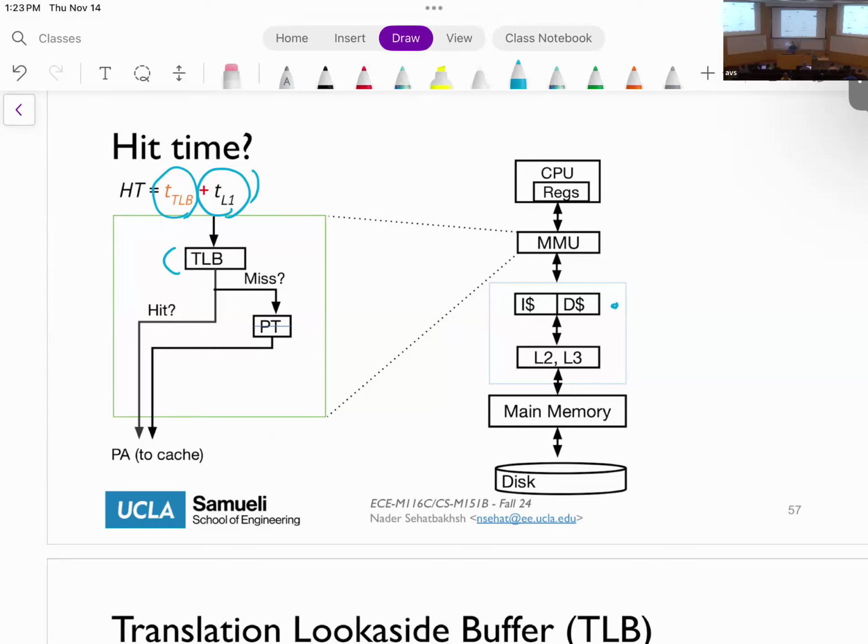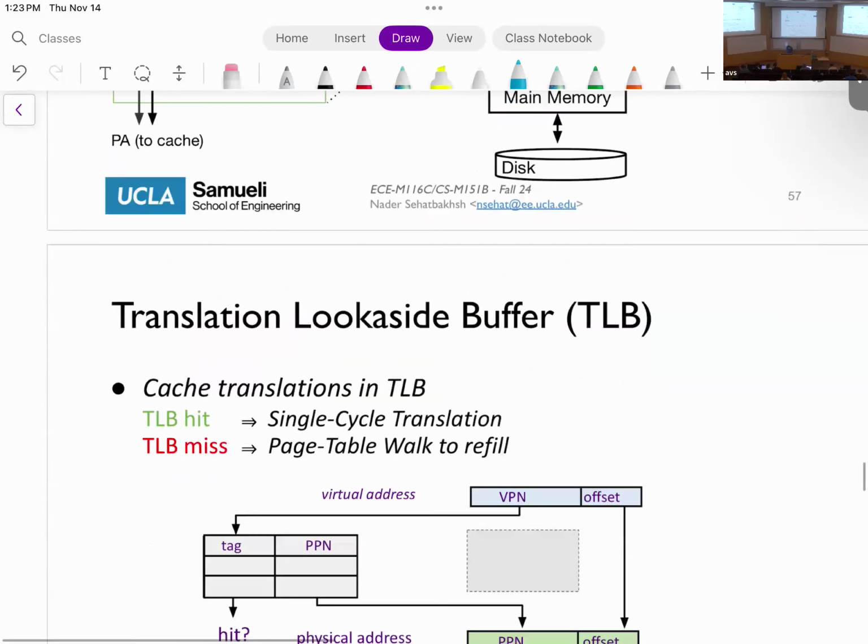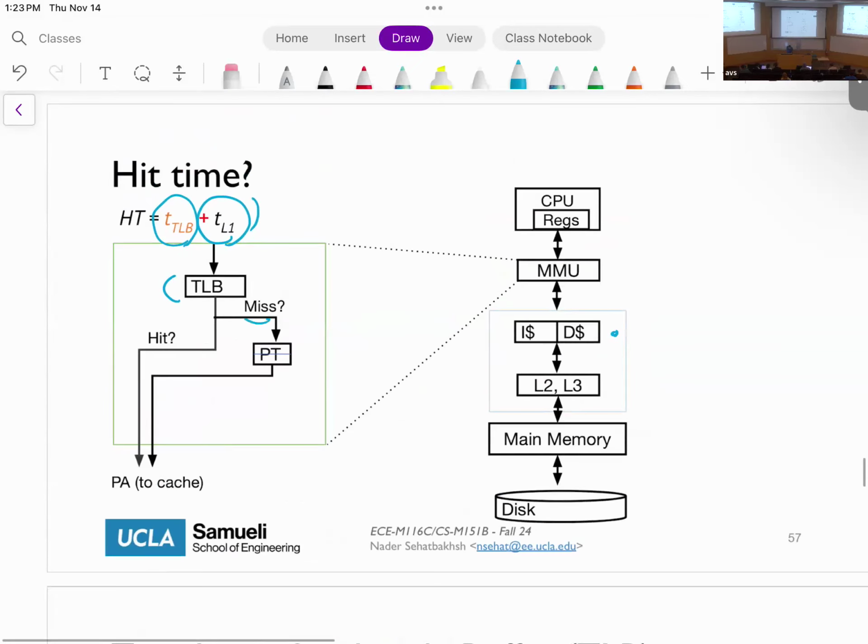Remember, if I only had physical addresses, I didn't have this problem, but I really want to have virtual addresses for many convenient reasons that we just spoke about. But the miss time is horrible, right? The miss time means that it has to go through the page table and then come back and access the cache. So the average access time of your cache is now a combination of a bunch of different things that we need to worry about.